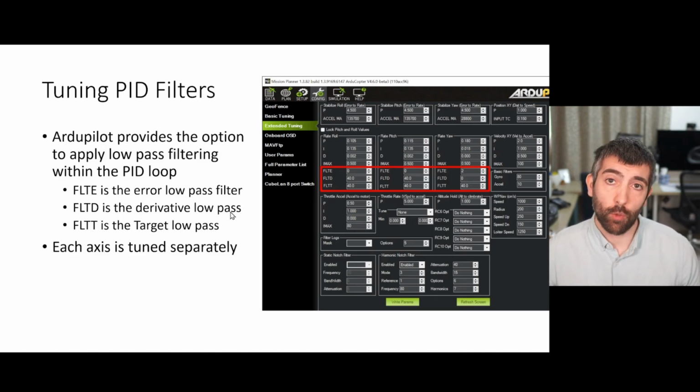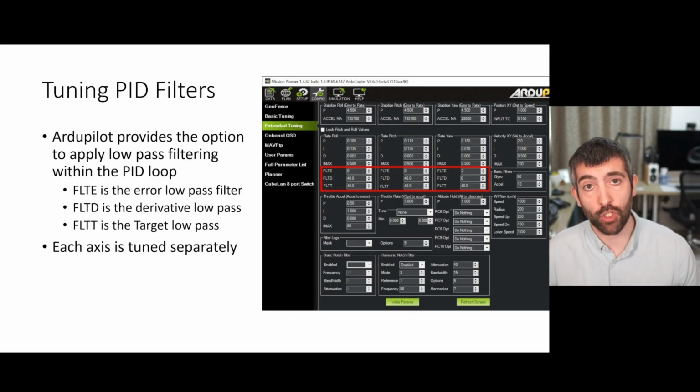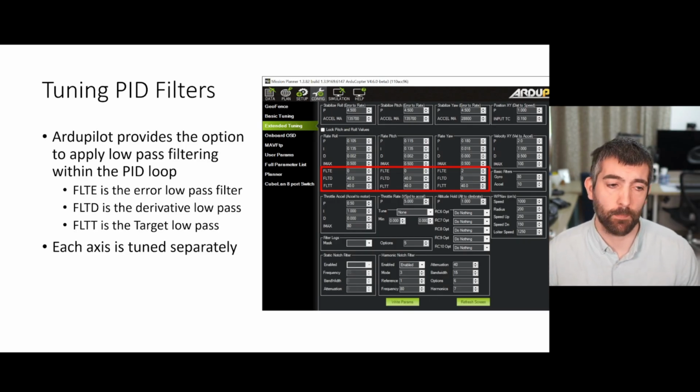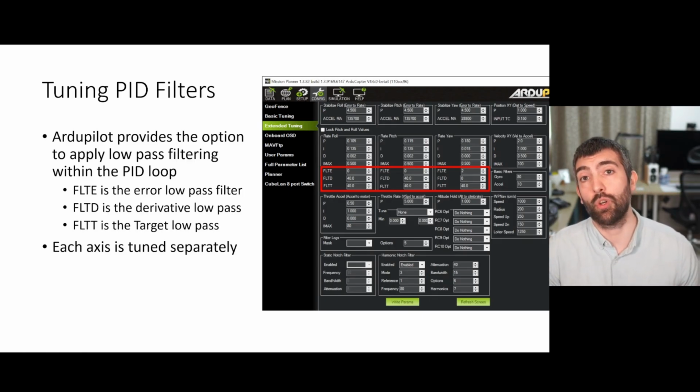FLTD is the derivative low-pass filter. When you take the derivative of the actual value, you amplify high frequency noise. And so a low pass filter is always required on a derivative term to reduce the amount of high frequency noise that is being amplified naturally by the derivative term. FLTT is the target low pass filter. This is sometimes required, sometimes not required. It's simply a filter to ensure that the target does not oscillate or change value faster than the drone is able to respond.